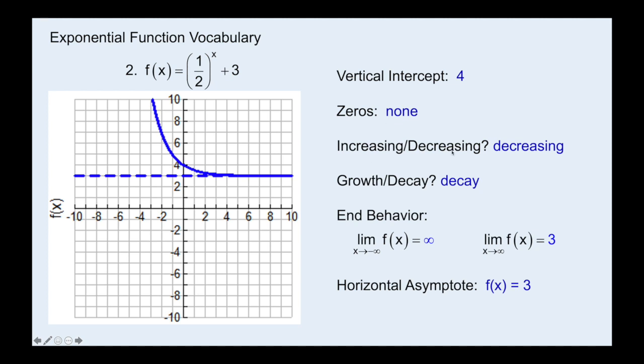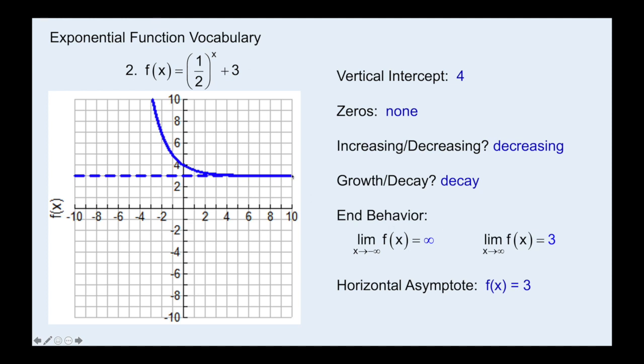As far as increasing or decreasing, if I start to trace this left to right, it is going down, so that's decreasing. And we said before that if it's decreasing, it's going to be decay. Then as far as my end behavior, this indicates the left side, so I'm looking over on the left side. And if I were to put an arrow on this, it's going up forever. So that's approaching positive infinity.